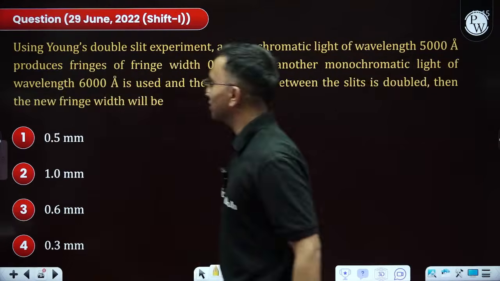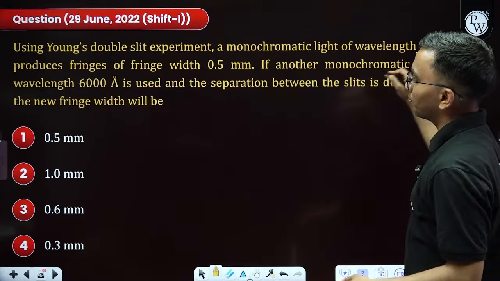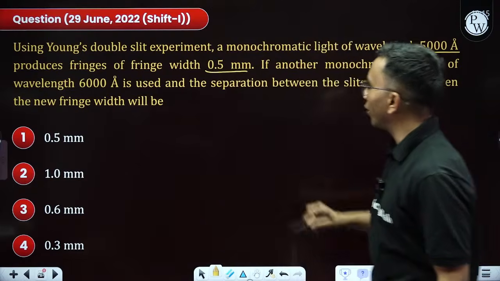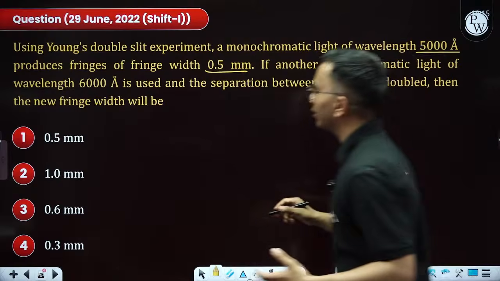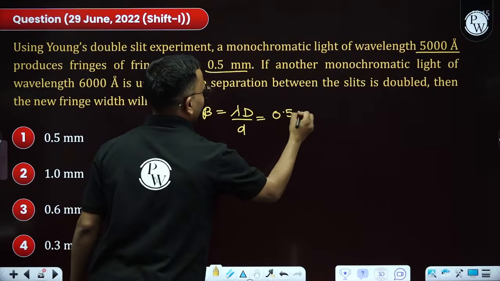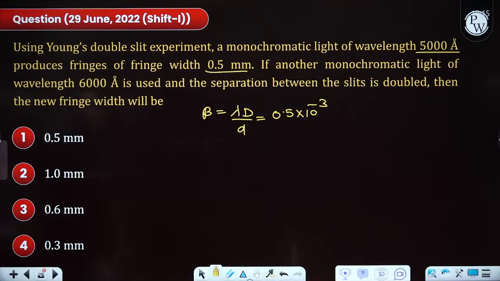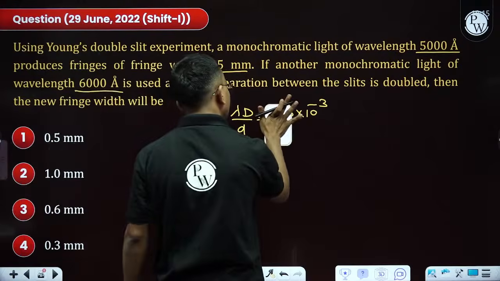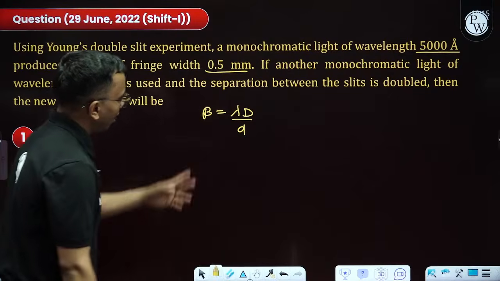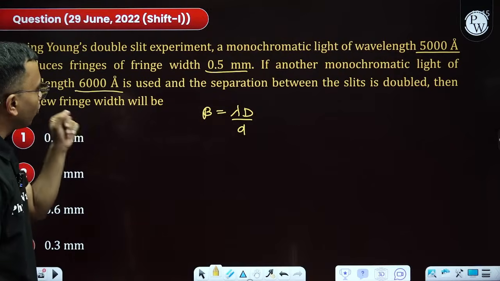Yes. Next, using Young's double slit experiment, a monochromatic light of wavelength 5000 angstrom produces fringes of fringe width 0.5 mm. Fringe width means beta equals lambda D by d. This is given as 0.5 mm, means 10 to the power minus 3. If another monochromatic light of wavelength 6000 angstrom is used, and the separation between the slits is doubled, then the new fringe width will be? Lambda is changed and small d is changed. Capital D is not changing here. How will the fringe width change?